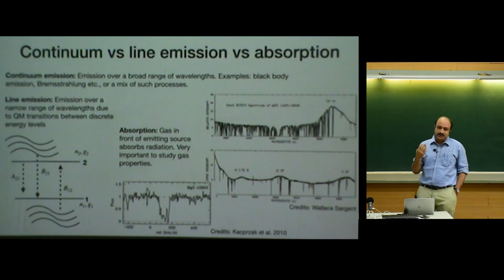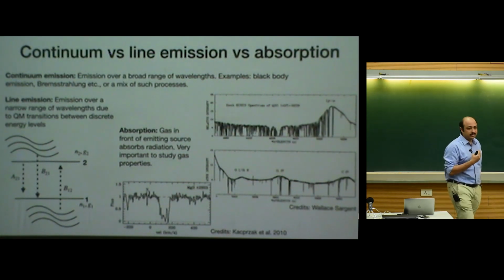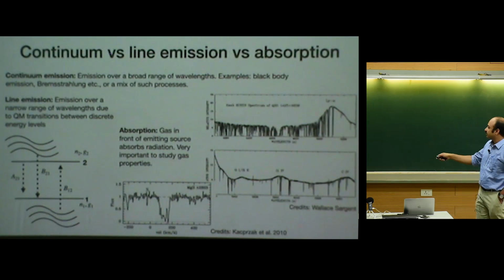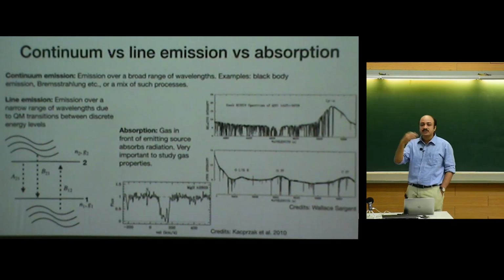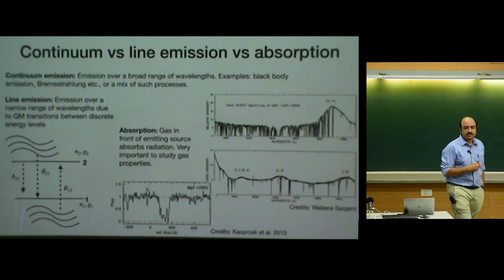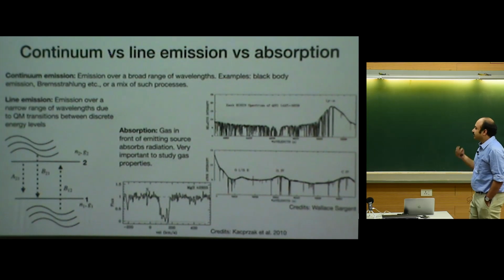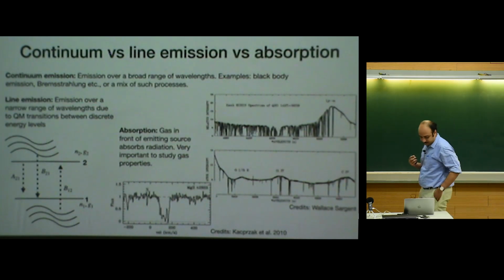So there are three kinds of things you have to remember. Continuum emission, which is the standard profile. Even here, the continuum emission will be something like this, which defines the frequency spectrum of the emission that is being emitted. And then there is emission and absorption.